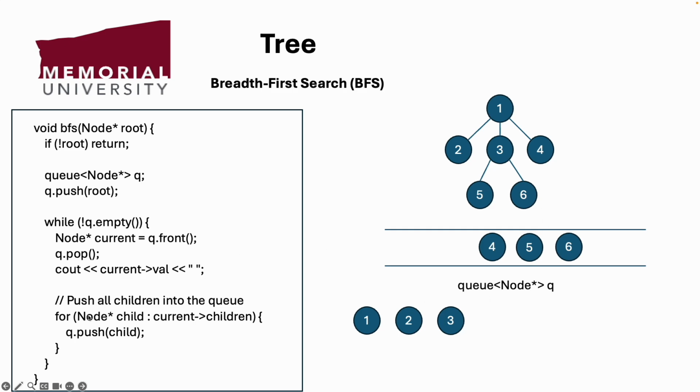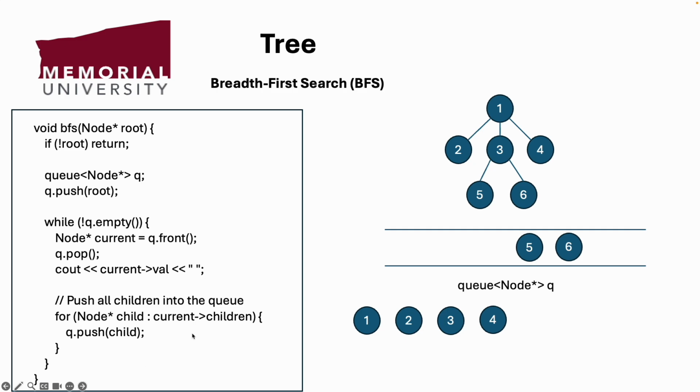All right, node 3's children are completely pushed, so we continue with the while loop. The queue is still not empty, right? So current is defined as queue front, which is node 4. Then we do queue dot pop, so node 4 is popped and displayed here. Now let's check whether node 4 has children or not. It looks like it doesn't have children, so the for loop won't be applied for node 4.